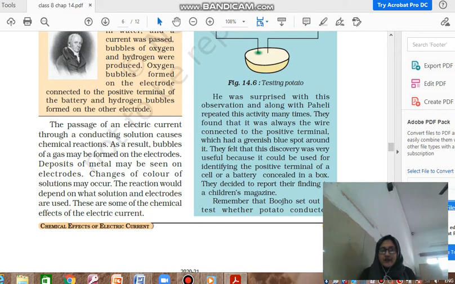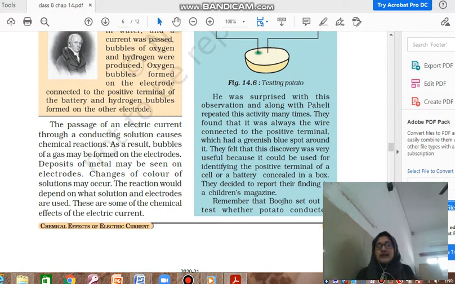The passage of an electric current through a conducting solution causes chemical reactions. Now what will happen in your conducting solution, that is, the lemon juice which you have taken? A series of chemical reactions will take place. As a result, bubbles of a gas will be formed. So after some time, bubbles can be seen inside the water. Those bubbles indicate the formation of a gas. Whenever bubbles rise in water, it indicates that some gas is being formed inside the water.